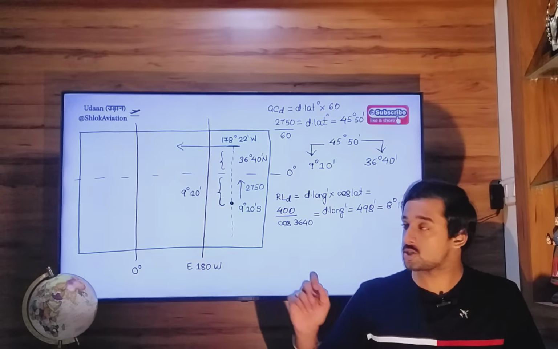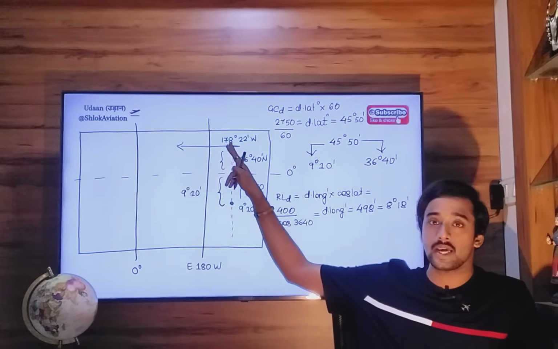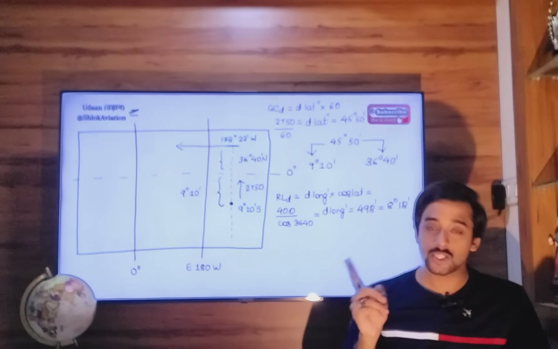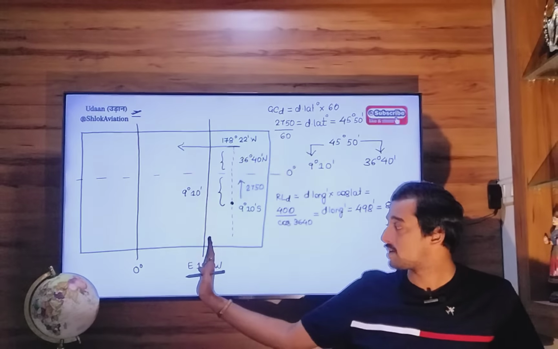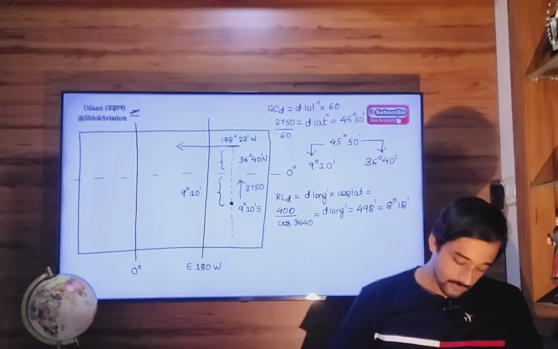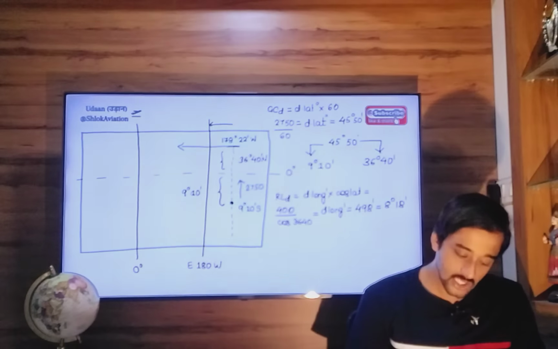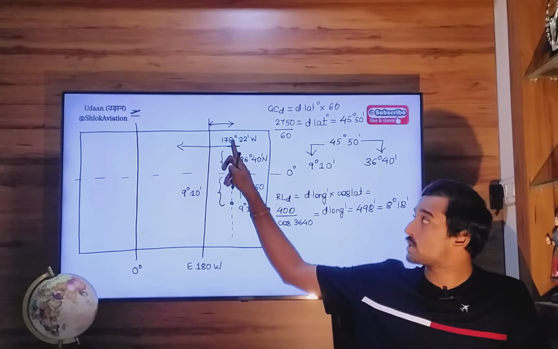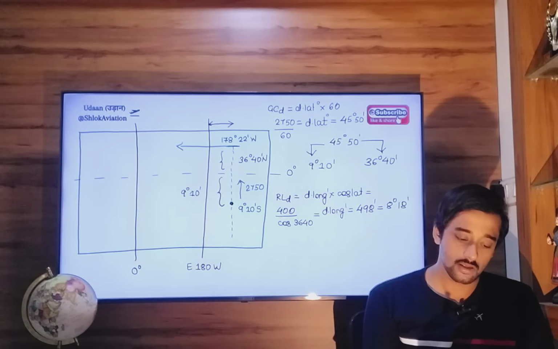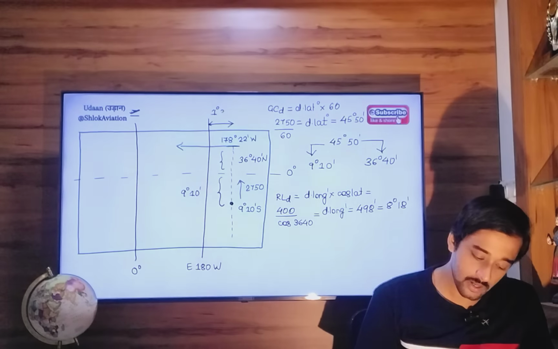That means your new longitude will be, now what is the initial longitude? 178 degrees 22 minutes west. So the new longitude will be in the eastern hemisphere, to the east of the 180 degree anti-meridian. So now see, the difference between this 180 degree west meridian and this initial longitude 178 degrees 22 minutes is equal to 1 degree 38 minutes.